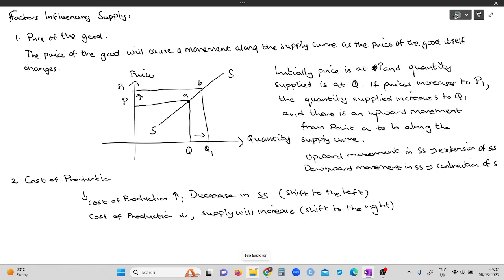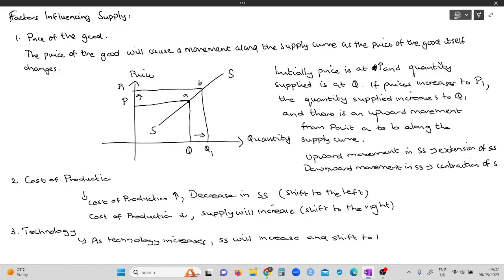Now we also have several other factors. For example, the level of technology. With more technology, a producer can produce more, so the supply curve will shift to the right. Supply will increase. With more advanced, more sophisticated technologies, we can produce more. So definitely, as the level of technology increases, supply will increase and shift to the right.